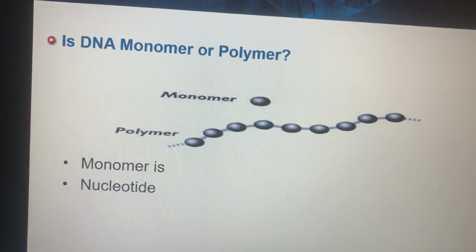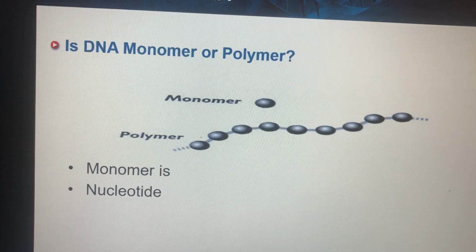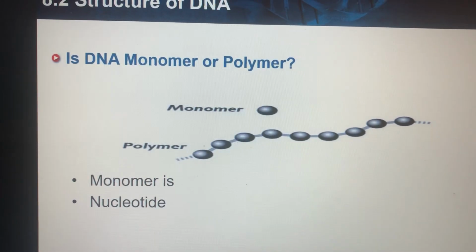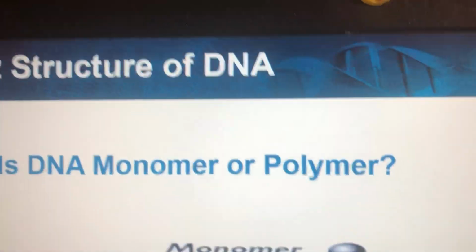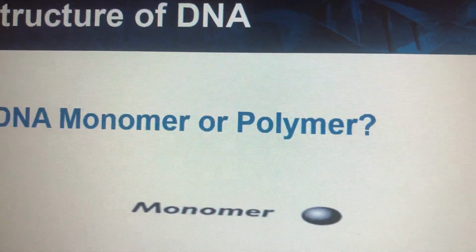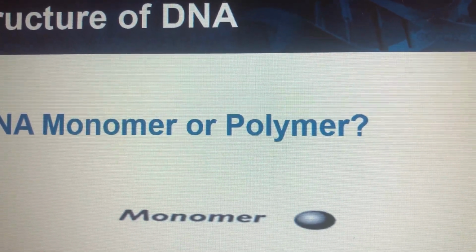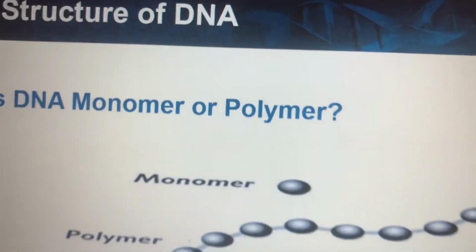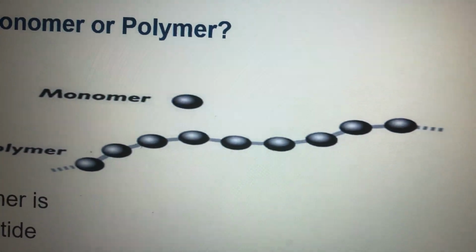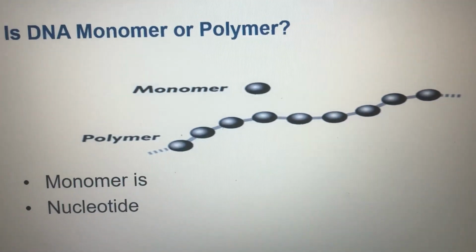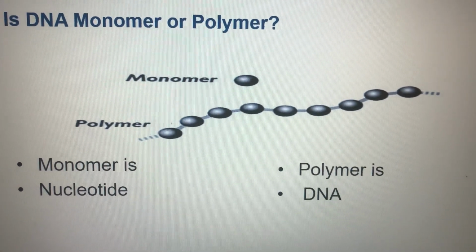If the DNA is the polymer, what do you think the monomer is? The monomer is the nucleotide. So, the nucleotide is this small piece, this subunit, the monomer. Many nucleotides join together to form the DNA. So, if the monomer is the nucleotide, the polymer is the DNA.